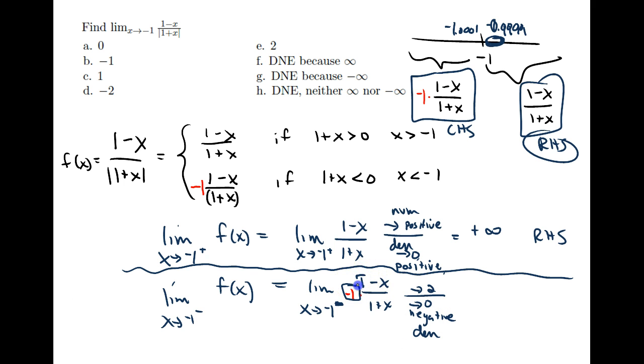So, if we take the -1 times this guy here, that's going to be negative. Okay, and approaching 2. Now let's argue what's happening here. Numerator, negative approaching 2. Denominator, negative approaching 0. What's going to happen to the function?